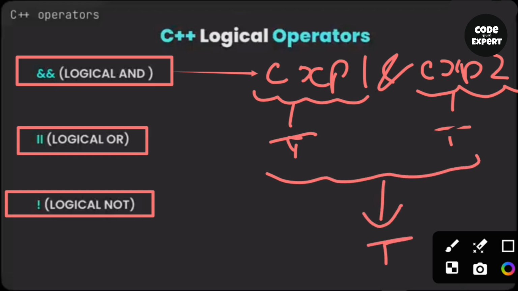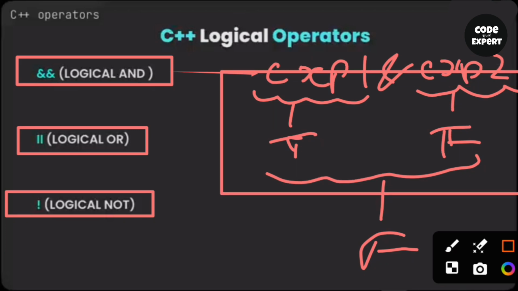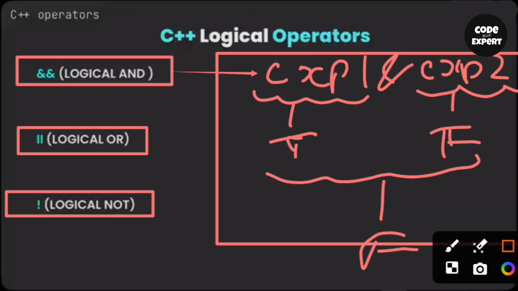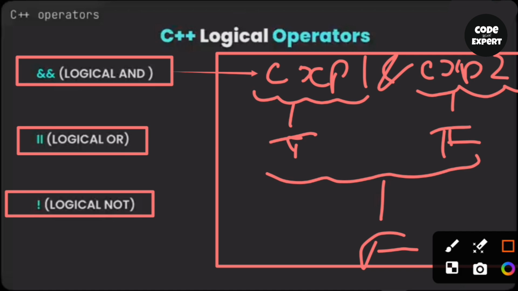If one of them is false, the compiler will also give false. I am repeating it again. If both the expressions are true, the compiler will give us true. If one of them is false, the compiler will give false. False means 0 and true means 1. In the compiler it will give us 1 or 0, which means true or false.